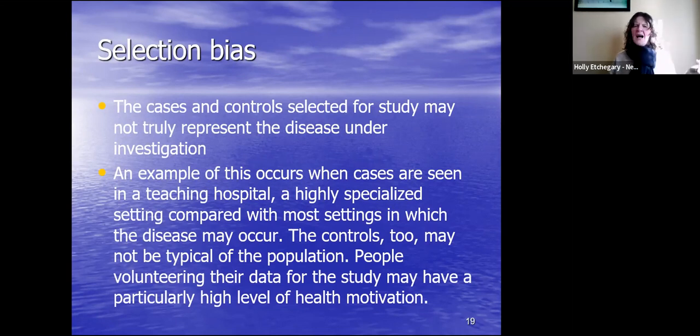Same with the controls. They also might not be typical of the population that you're trying to compare these patients to. I mean, people who are volunteering their data for this study may have a particularly high level of health motivation. So again, in these studies, and it's partly why they're not ranked quite as high as a control trial on the evidence pyramid, because we do need to think about these different sorts of biases, and it's hard to think about them all, sort of thing.